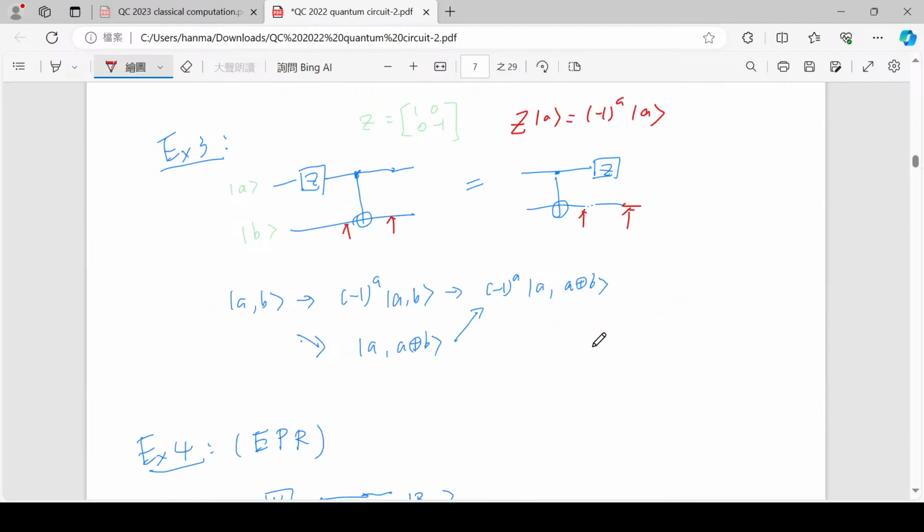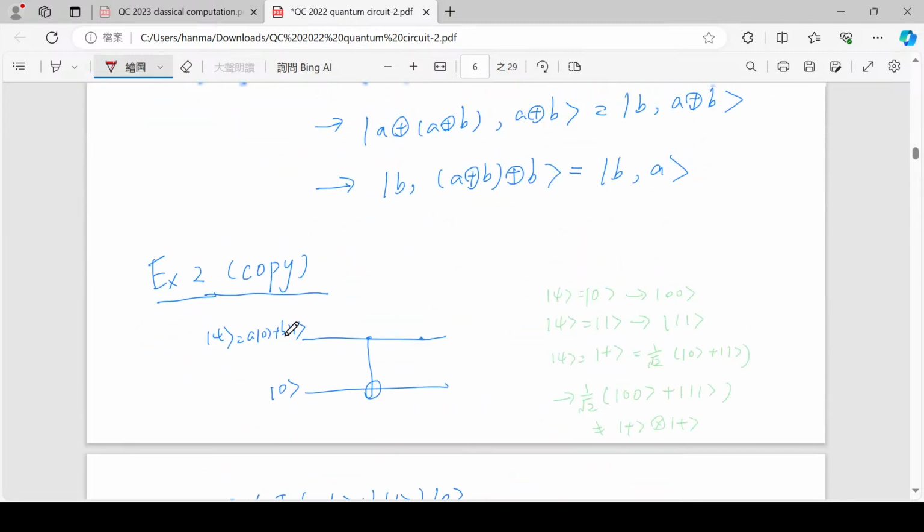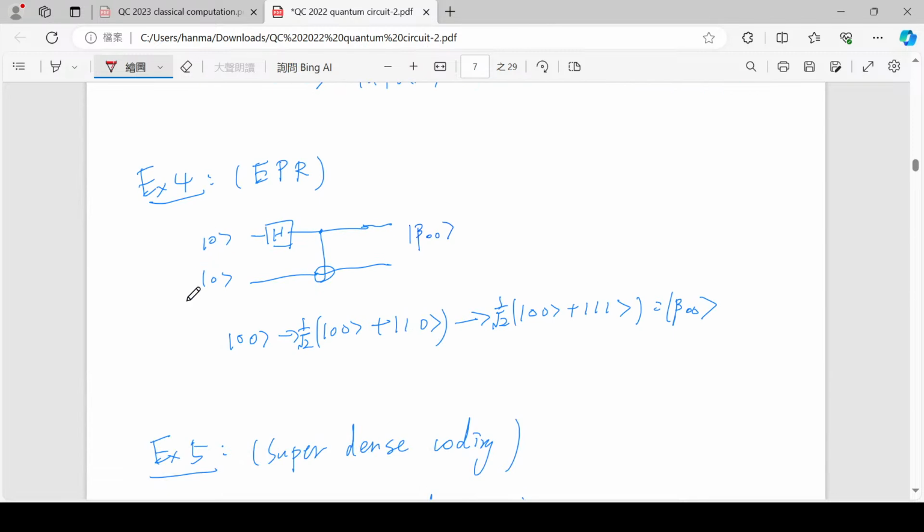Okay, so that's Z. And finally, then we see the EPR. So this is like an intentional example 2. Okay, so if we start with the standard basis 0,0, how do we get an EPR pair?